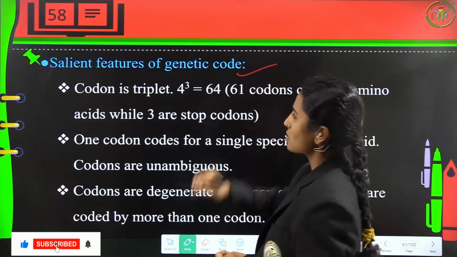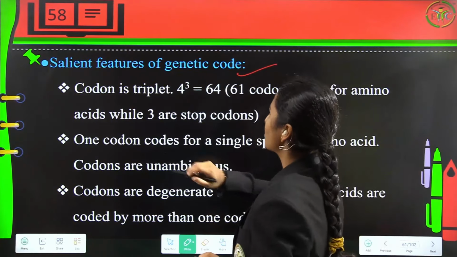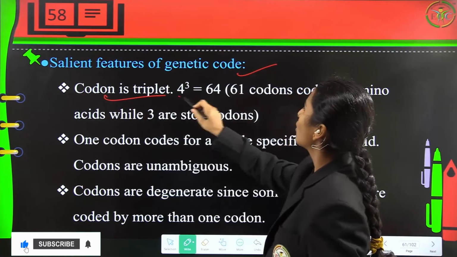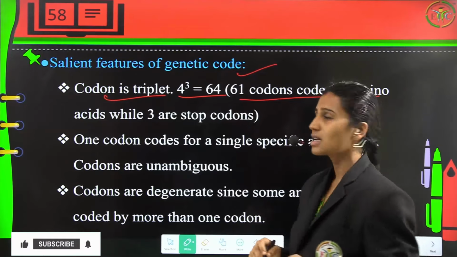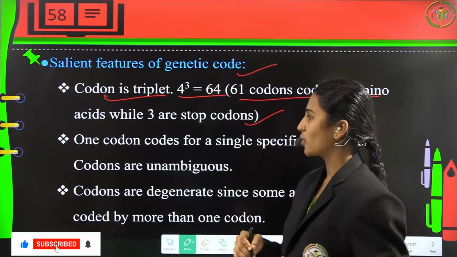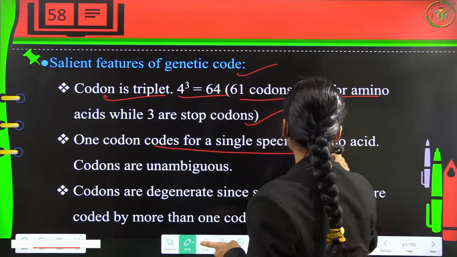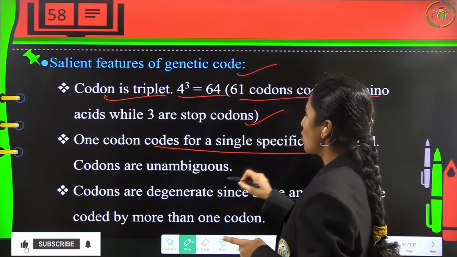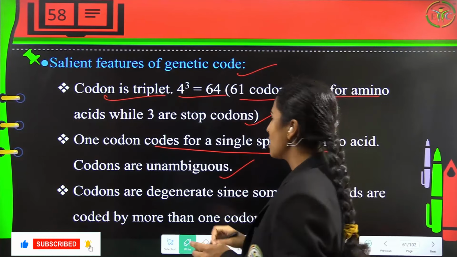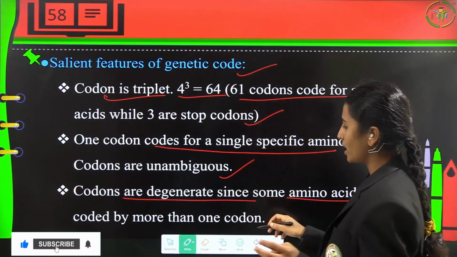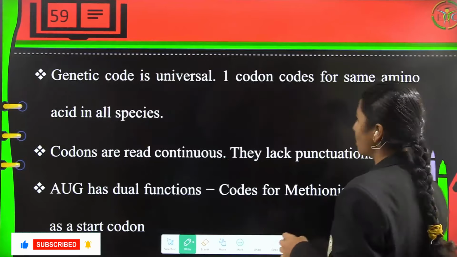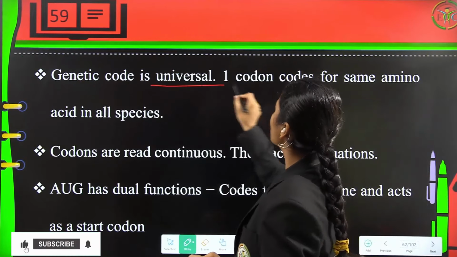Now the salient features of the genetic code are: the codon is a triplet, wherein 4 cubed is 64, and 61 code for amino acids, while 3 are stop codons, and 1 codes for a specific amino acid. Codons are unambiguous, and codons are degenerate, since amino acids are coded by more than one codon, and the genetic code is universal.